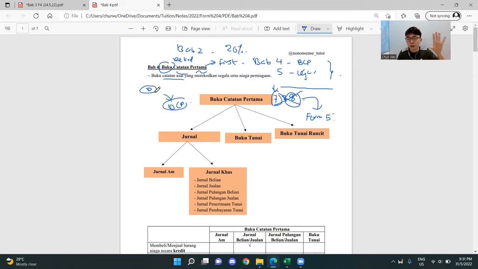Yep, so when you look at the Kitaran Perakaunan, the first thing is document, which we have learned in Bab 3. And then come down, the second one, after the document, is actually Buku Catatan Pertama. That's the first thing after the document. So it's actually from document, we make it into somehow a word form. We have to record it. Because this document, you don't understand. Other people don't understand. That's why they need us, an accountant or bookkeeper, to transfer the information or the data. I would say document is data. It's actually data.